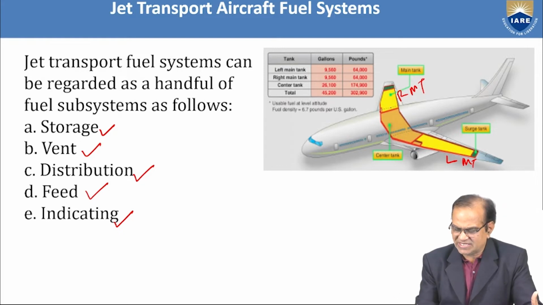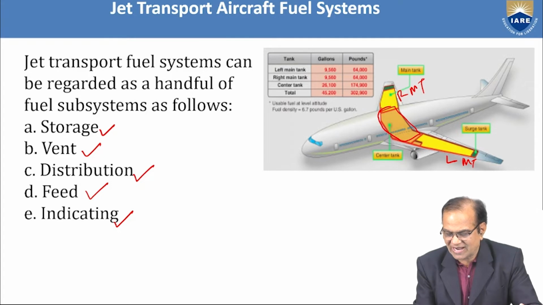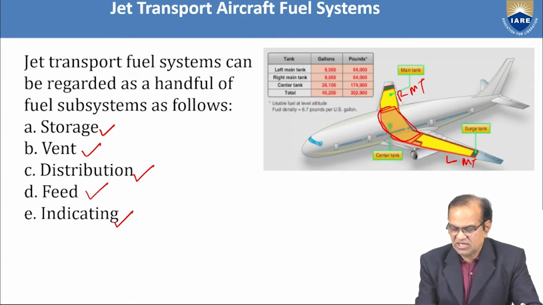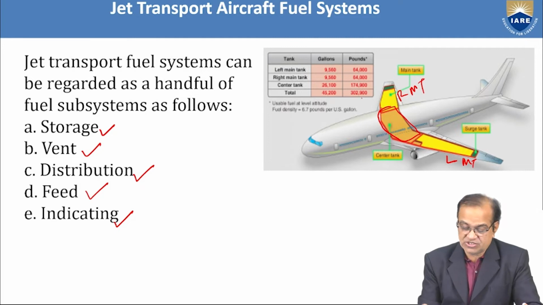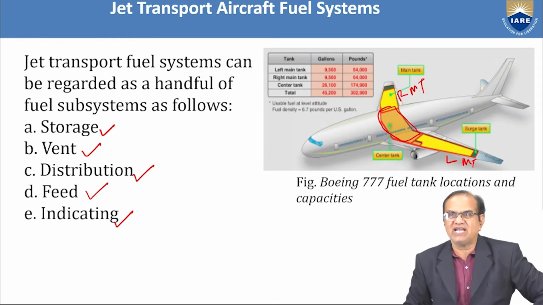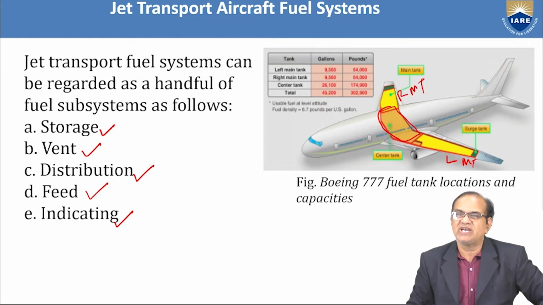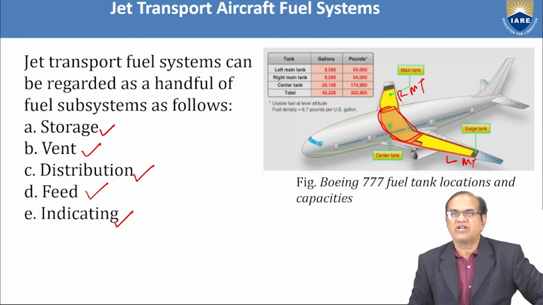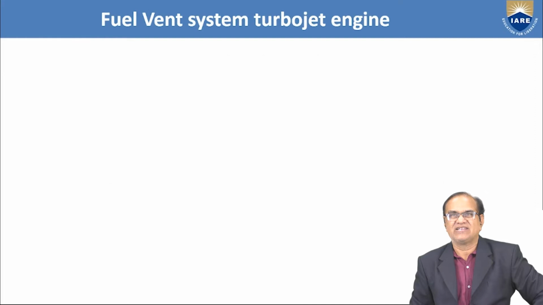This is the center tank. In this we have 26,100 gallons, and in total we carry 45,200 gallons or 302,900 pounds. This much fuel is stored. This is the Boeing 777 fuel tank location and capacity. It is for your knowledge that you should understand that the Boeing 777 will carry 45,200 gallons of fuel. That is a very huge amount of fuel.